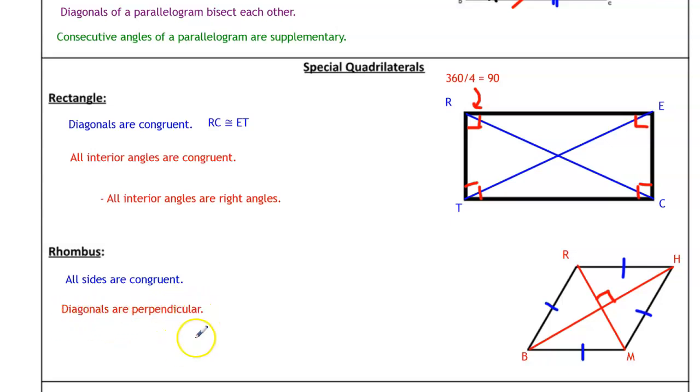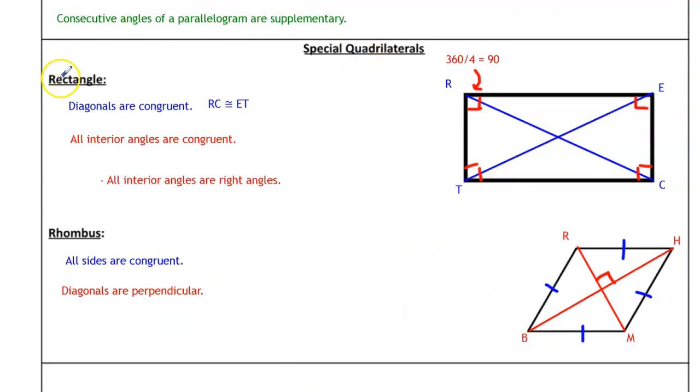I tell you it's important because later on in this chapter, we're going to be using coordinate proofs to try to prove that these specific quadrilaterals are rectangles, rhombuses, etc. If you can prove that the diagonals of a quadrilateral are perpendicular, it will instantly be a rhombus. So that's a specific important piece of information there.